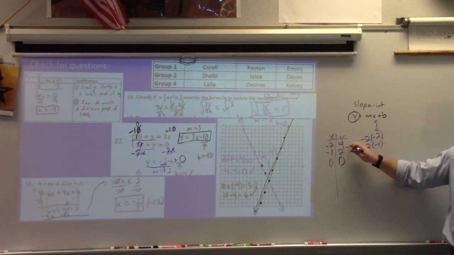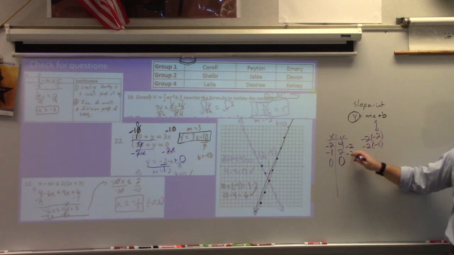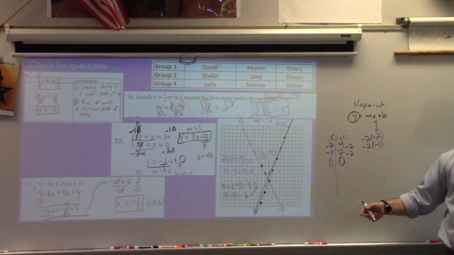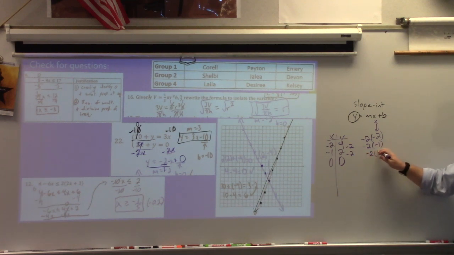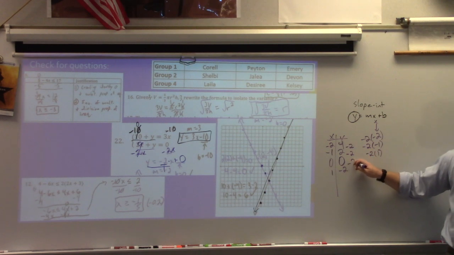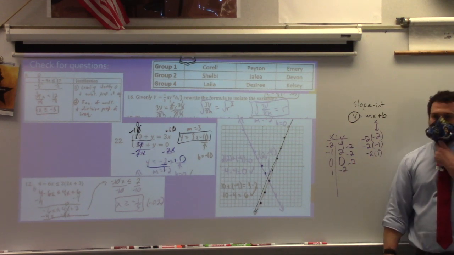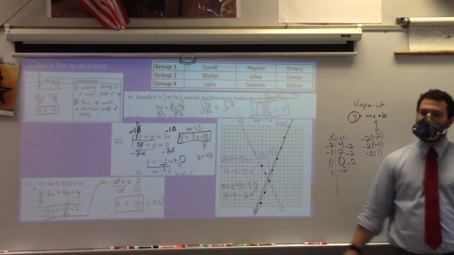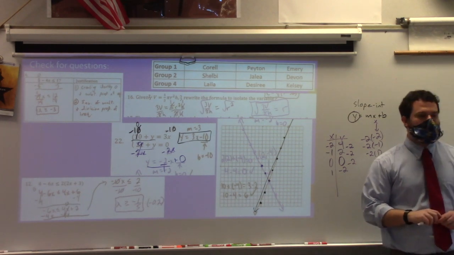And what am I repeatedly doing? Adding negative 2, or subtracting 2. Now we are doing negative 2 times something, but if we look at the table, the pattern is repeatedly subtracting 2. There's my line. Okay?